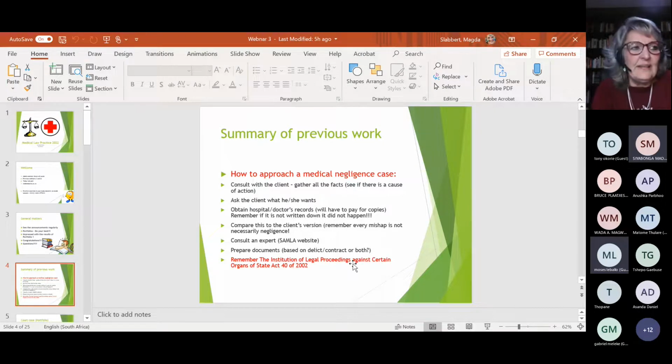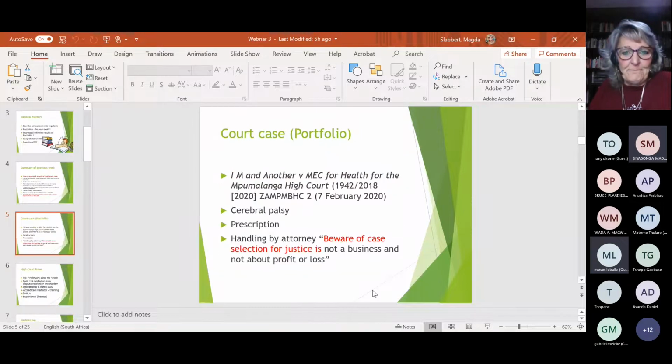Otherwise, you can ask your colleagues and they might refer you to an expert. And then you start preparing your documents and you decide on what basis you will sue the doctor or the hospital. Is it on the basis of a delict? Is it on the basis of a contract or on both? And remember, when you sue a public hospital, you must always remember the Institution of Legal Proceedings against certain Organs of State Act, that you act within those time limits. Otherwise, they can raise an exception.